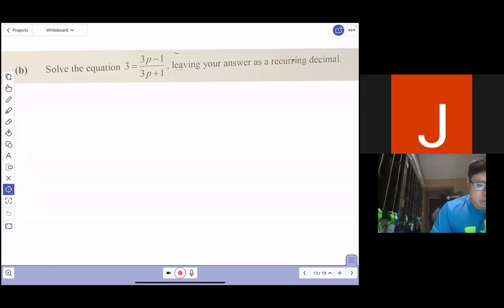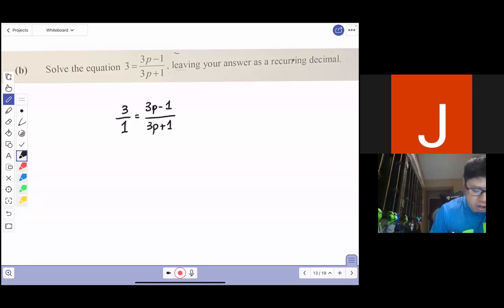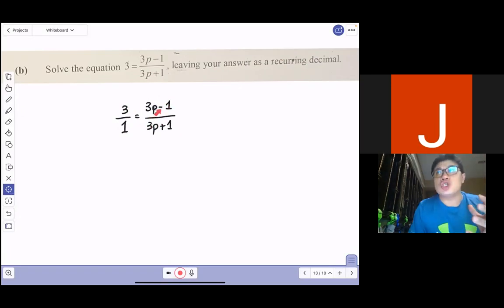Here, I'm going to treat 3 as 3 over 1. Not illegal, right? The purpose why I do this is so that you can see that a lot of things, no matter how disgusting, we can put them as a fraction equals fraction. One fraction equals to another fraction. So when I'm in this position, what I do next is very simple.